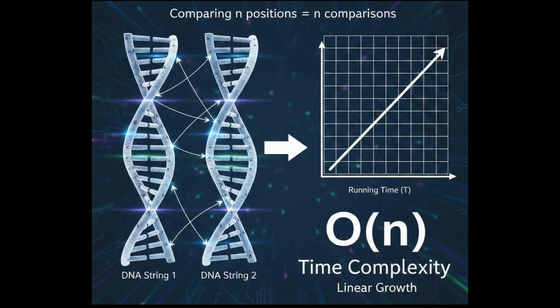Now let's analyze the efficiency of our solution. Suppose the DNA strings have length n. We examine each position exactly once. We compare one character from the first string with one character from the second string. So if the string has n characters, we perform n comparisons. That means the time complexity is O(n).